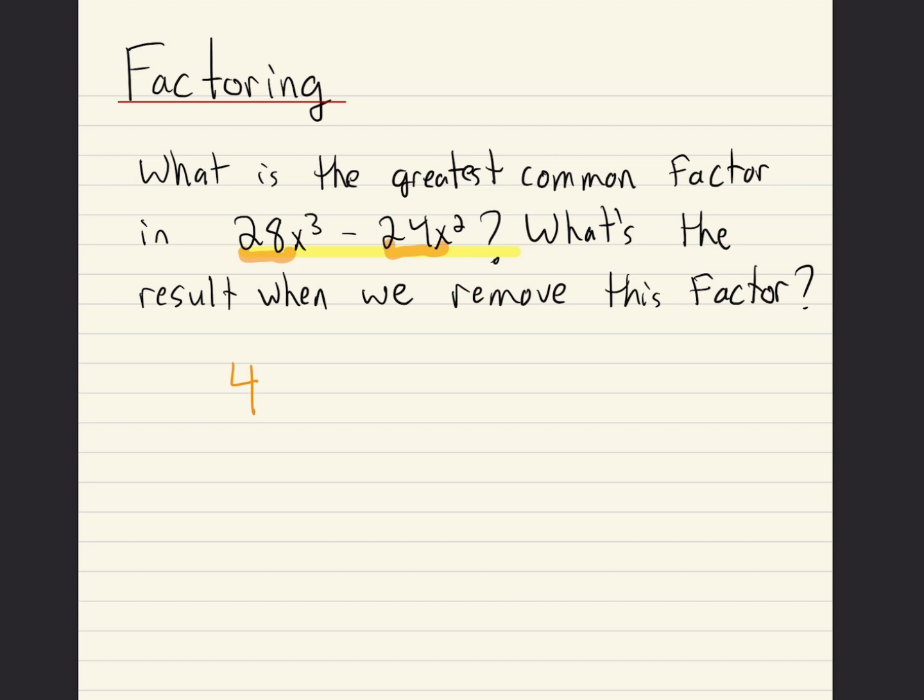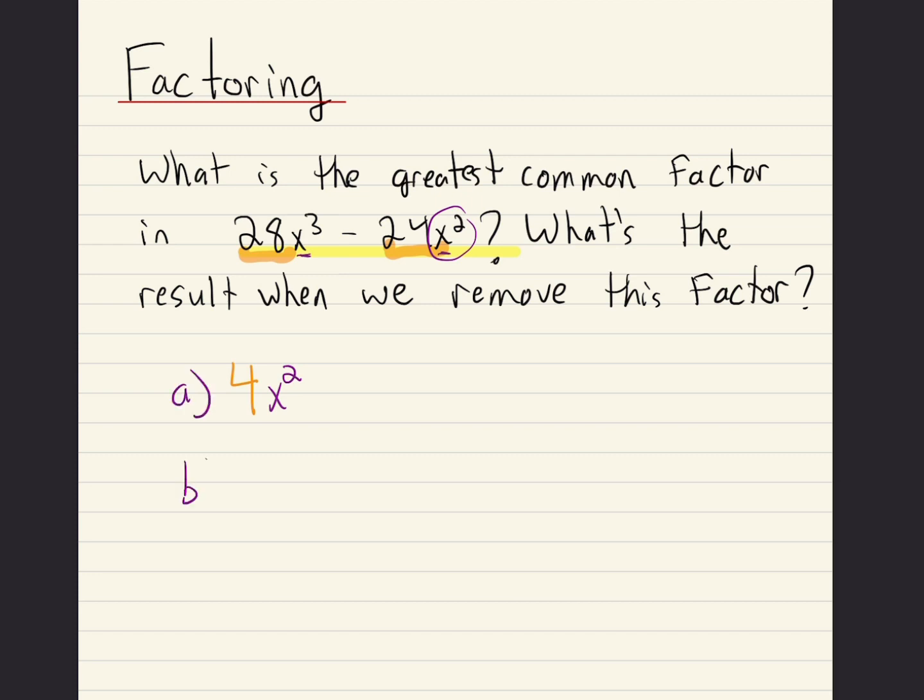Now, we can go to the variables and we see that they both have x. Now, what's the highest degree of x they both share? In this case, that would be x squared, because I have an x squared here and I have an x cubed there, which within the x cubed, there's an x squared. So that answers part A.